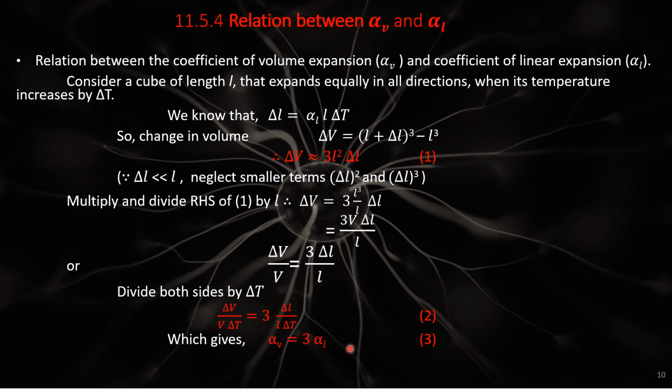Similarly, we can obtain the relationship for the coefficient of area expansion: alpha A equals 2 into alpha L. Let it be equation 4. Hence, this is the relation between alpha V and alpha L. Please write step by step and follow it. Pause it wherever you feel that I am going fast.